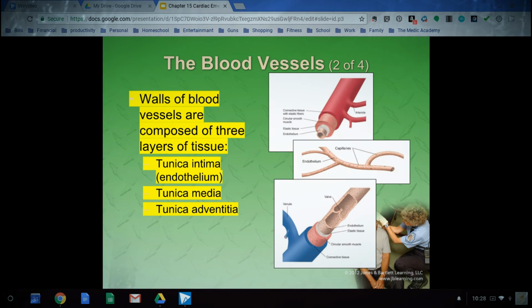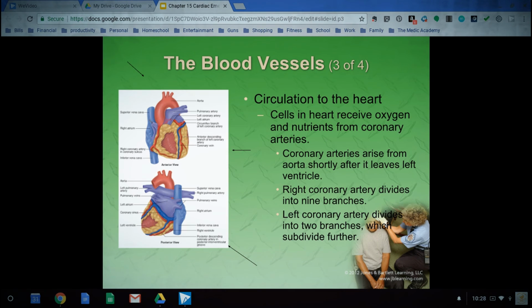Taking a closer look at blood vessels. The blood vessels have walls, and these walls are composed of 3 layers of tissue. One is the tunica intima, or the endothelium, then the tunica media, and the tunica adventitia. Now, the tunica intima is the innermost lining of the blood vessel. The tunica media is the middle, and the tunica adventitia is the outermost layer.